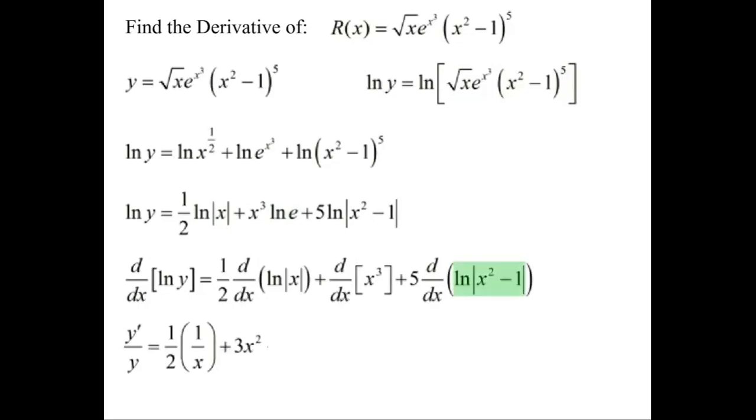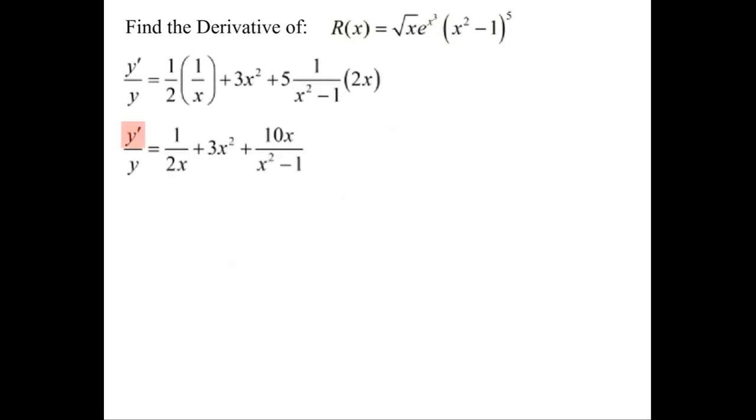And the third term requires the use of the chain rule. The outer function here is the natural logarithm, and the inner function is x squared minus 1. Notice that we take the absolute value because the function x squared minus 1 attains negative values at given domain values. So taking the derivative, that's going to be equal to 1 over x squared minus 1 times 2x. Simplifying the expression, we have the following.